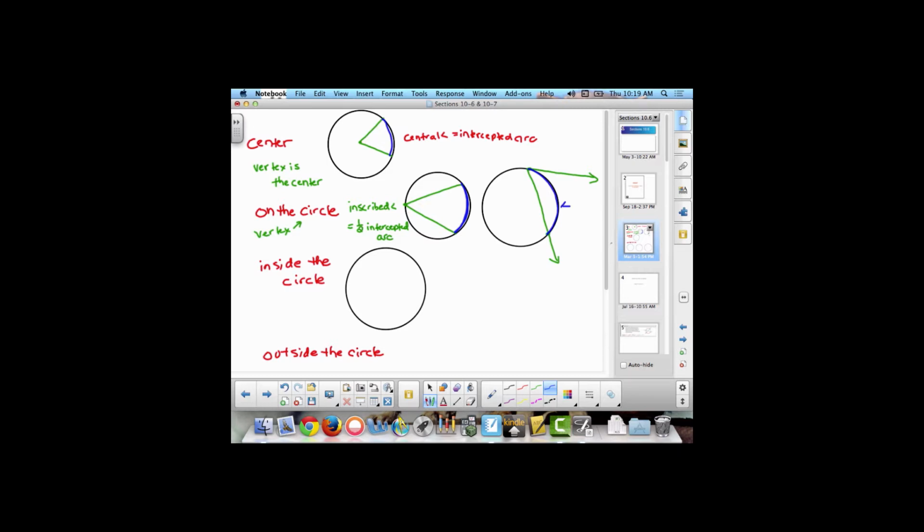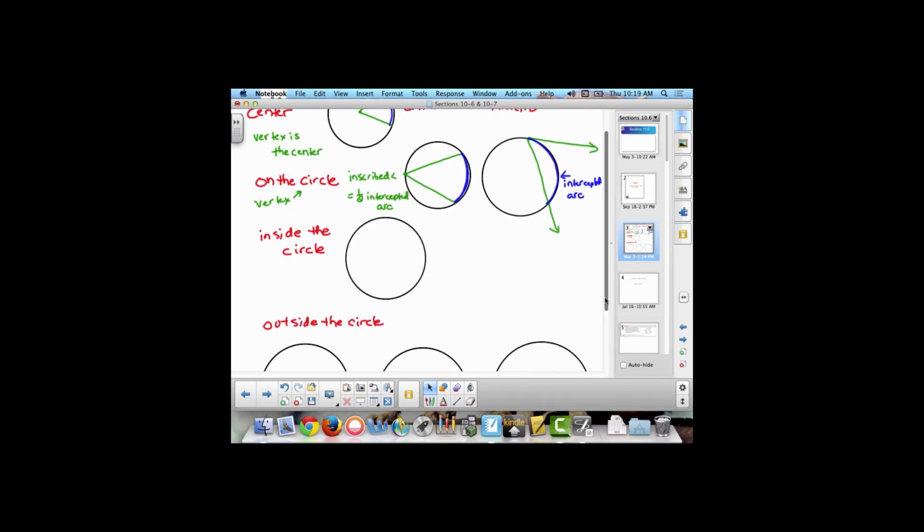the intercepted arc. Next, we're going to look at an angle where the vertex is inside the circle but not the center. This occurs when 2 secants or 2 chords intersect, like in this picture here. When this happens, there are 2 intercepted arcs.